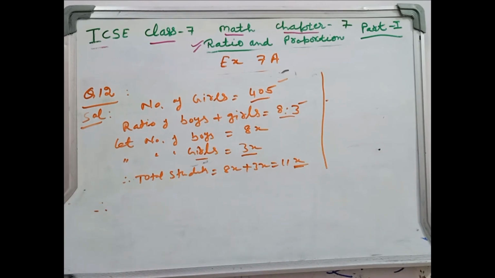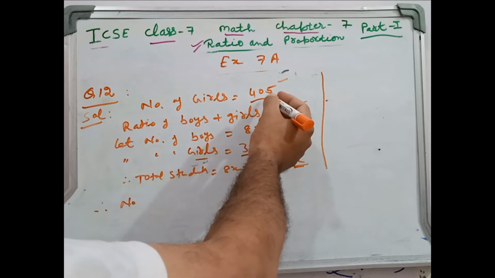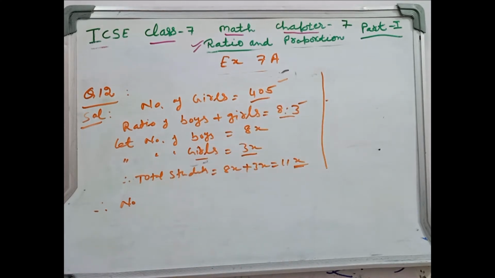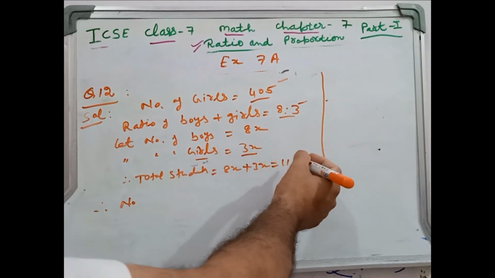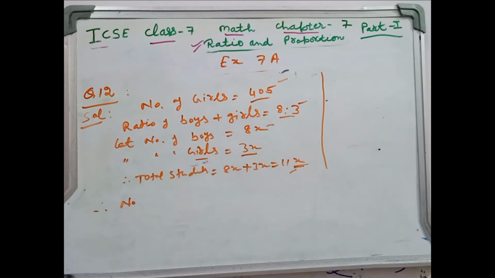Therefore, number of girls is 405. We have to find out total students. We have to find out how many boys are there, the number of boys, right? So what we can do here is number of boys is 8x. Total are 11x. Girls are 3x.